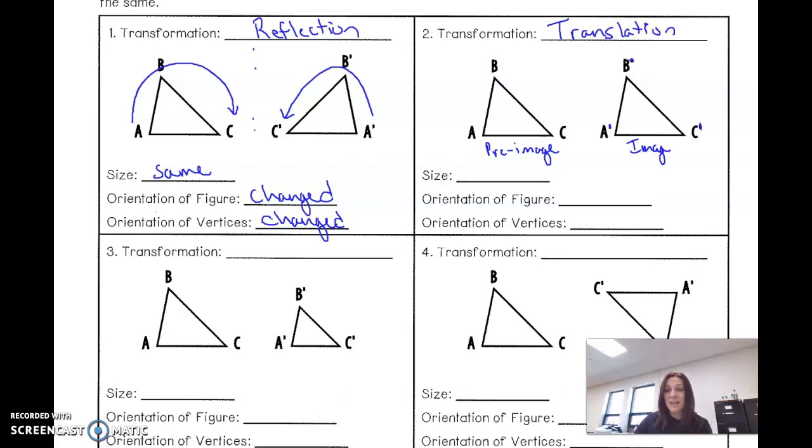Okay, so the size of it. Did it get bigger or smaller? Or did it stay the same? Stayed the same. The orientation. Again, if I'm thinking this is like a nose, did it change the way it's facing? Or did it stay the same?